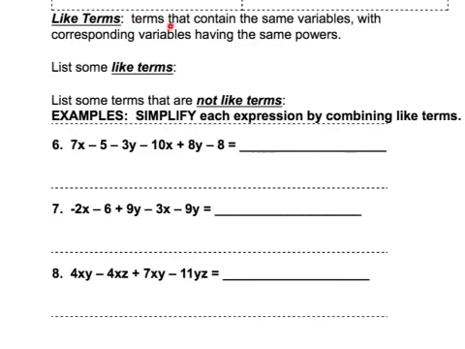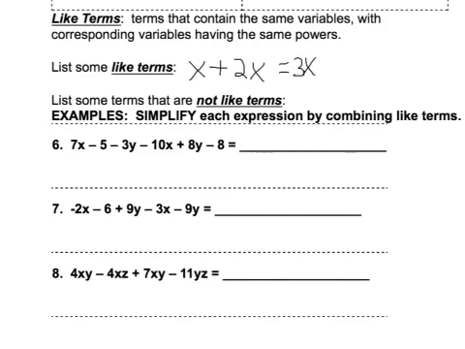Like terms are terms that contain the same variables with corresponding variables having the same powers. So terms that are like would be, if you have an x, then you could add that to a 2x. So if you have 1x plus 2x, you would get 3x. Now notice that it has the same variable and you can add them together. We're going to combine them.